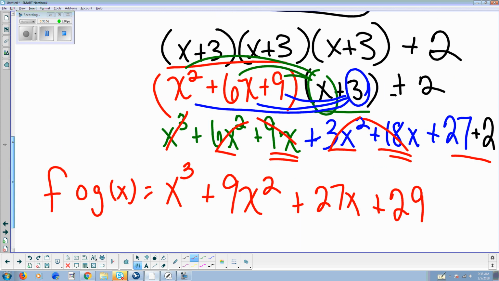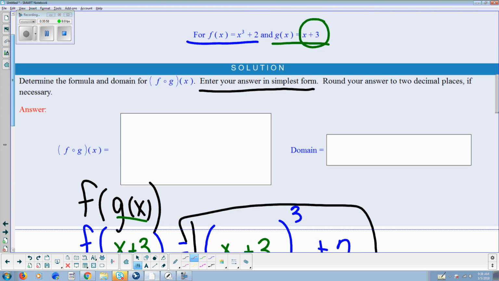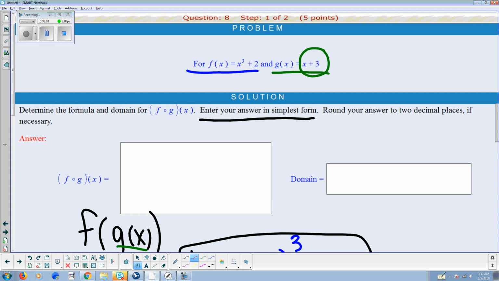Okay, then it asks to state the domain of that. Well, look at the original functions. What's the domain of a cubic?